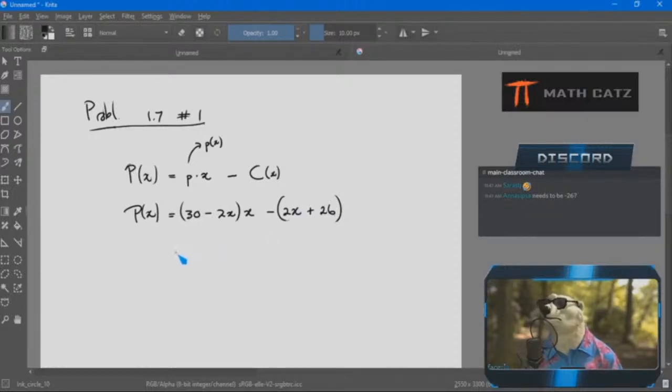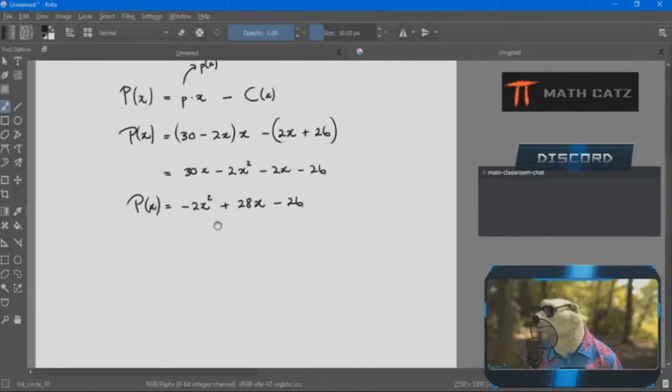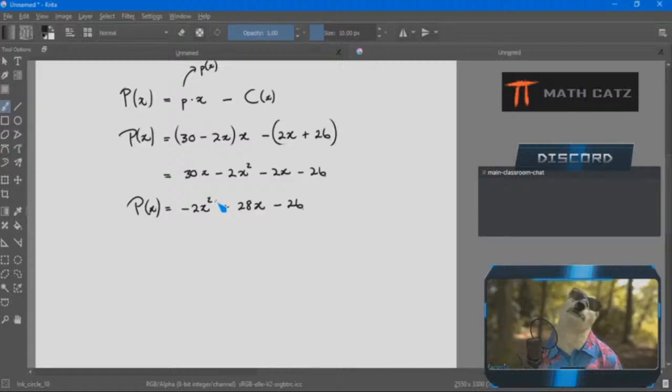Now, in order to see what kind of function I am even working with here, before I can move forward and answer the rest of their questions, let's see what this simplifies to. All right, so I'll just multiply the x in: 30x minus 2x squared minus 2x minus 26, a lot of minuses. I'm going to put them in decreasing powers of x: negative 2x squared, and then I have a plus 28x and a minus 26. And that, I'll label it again, is my profit function. Now I can look at this function and say, it's a quadratic function, which means my analysis can exploit the things I know about quadratic functions.